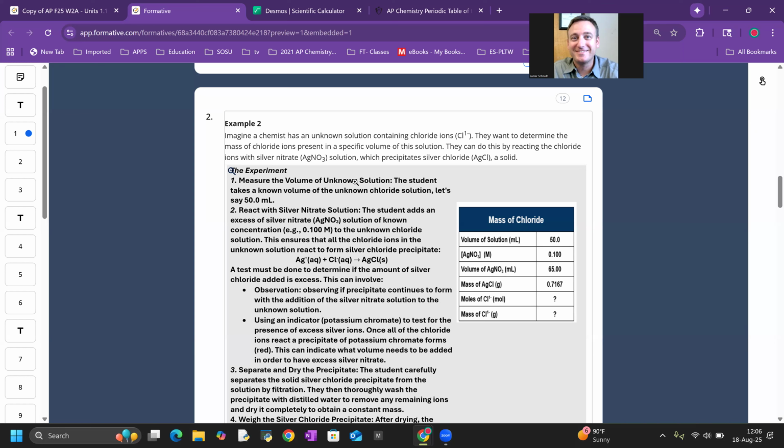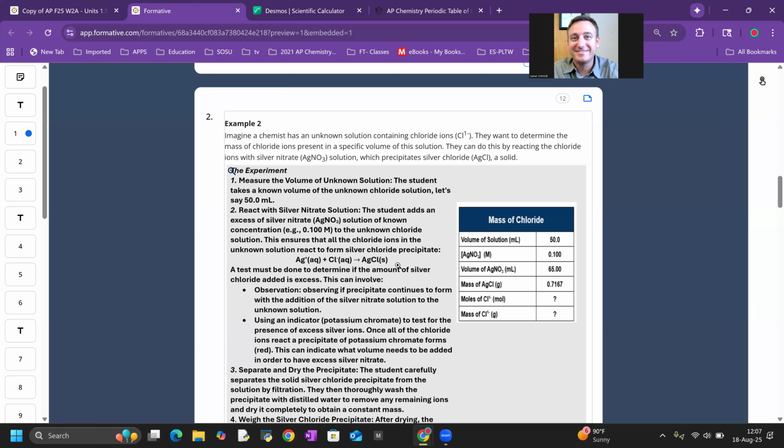All right, so the steps are to measure the volume of the unknown solution. We say that it's 50 milliliters. We react it with excess silver nitrate of known concentration. It's some concentration, we're saying that's an example. It's not important here. All we need to know is that it is excess. This ensures that all of the chloride ions in the unknown solution react to form the silver chloride precipitate.